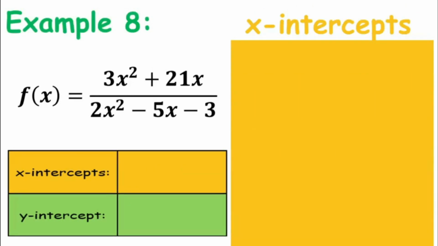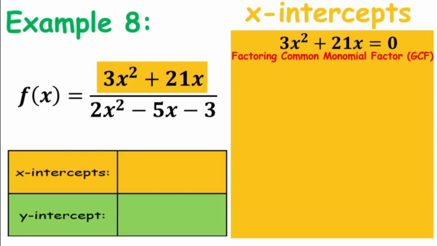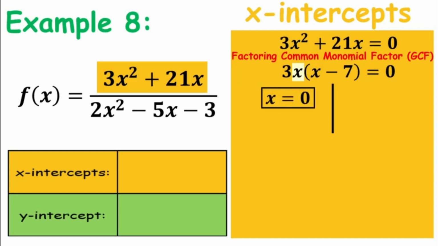Example 8. The numerator is 3x squared plus 21x. 3x squared plus 21x is equal to 0. Factoring out the GCF 3x, we have 3x times (x minus 7) is equal to 0. First factor, we have x. x is equal to 0. Next, we have x minus 7. x minus 7 is equal to 0. Transposing negative 7, we get x is equal to 7.